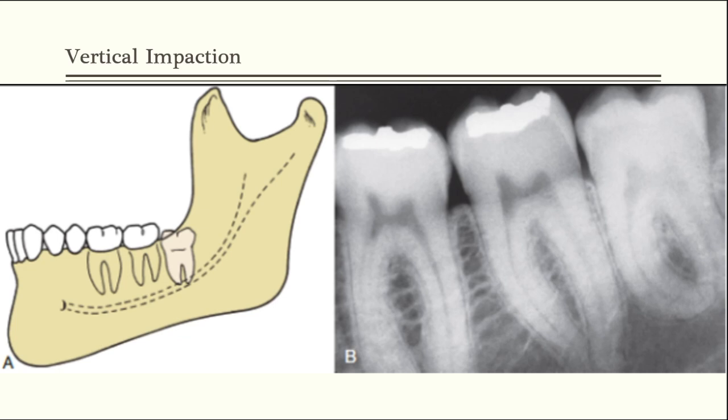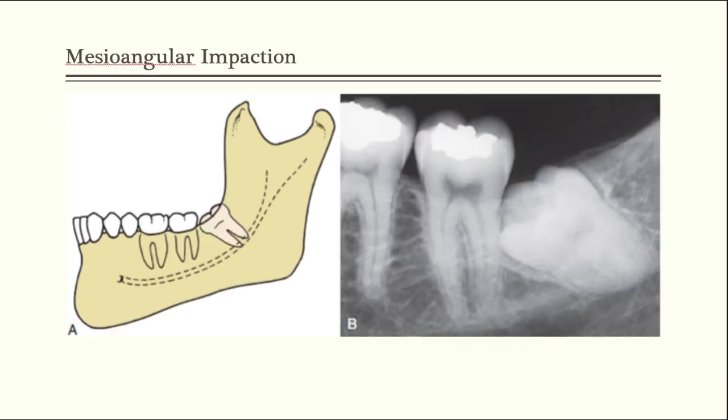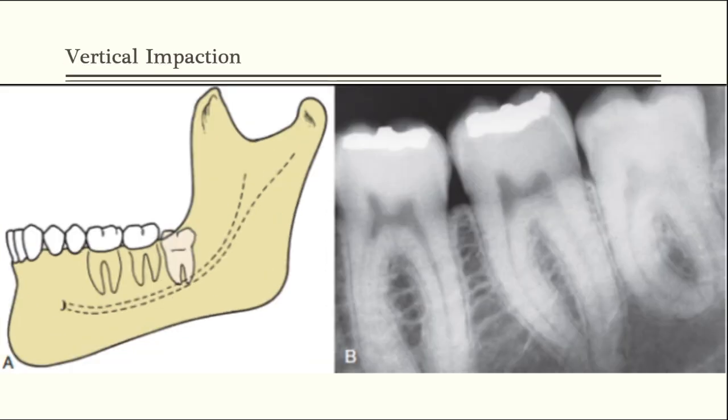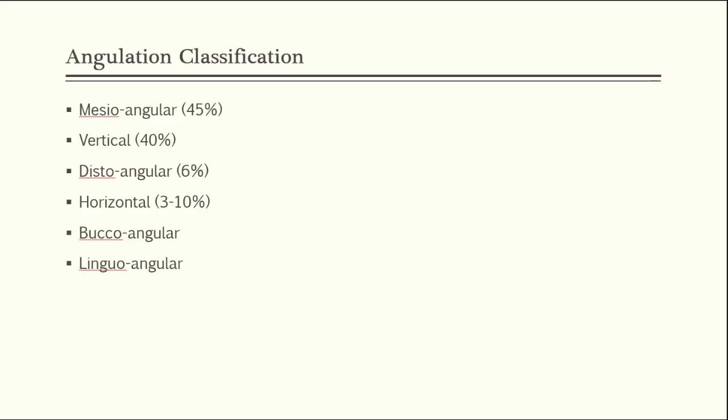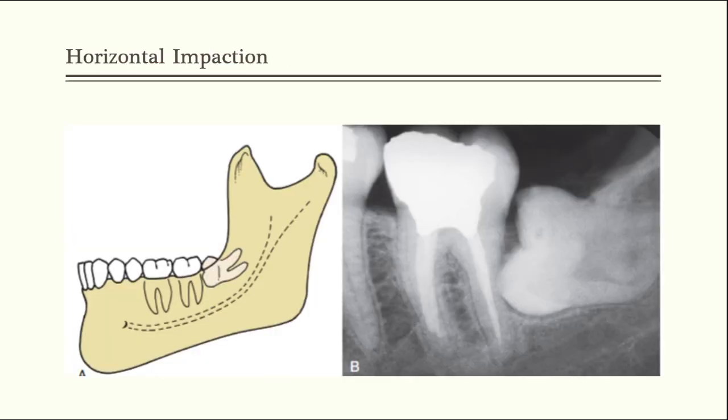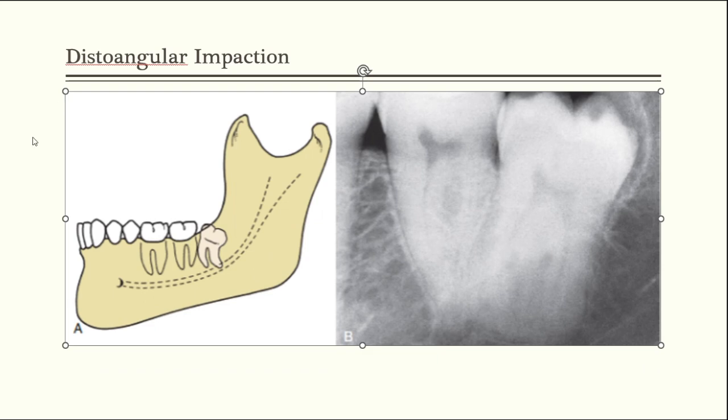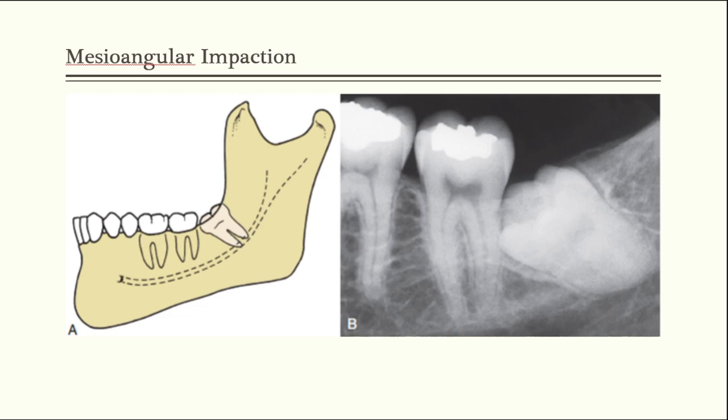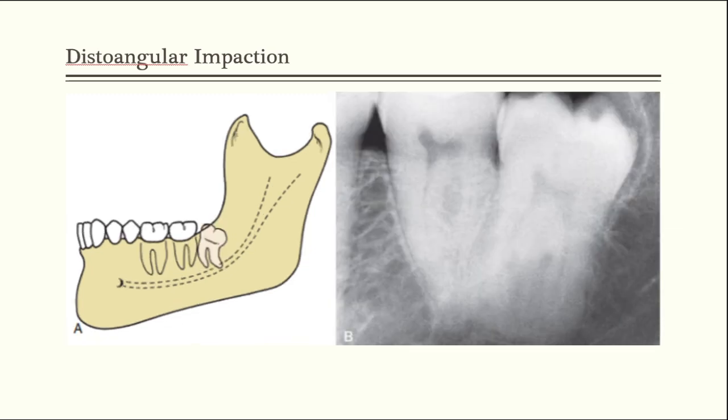Let's arrange it a little bit, sorry. So mesioangular impaction 45%, vertical impaction 40%, horizontal 10%, and distoangular 6%. Now distoangular, these are the most difficult teeth to extract. Mesioangular are the easiest to extract. Distoangular are the most difficult. Okay, they're 6%.